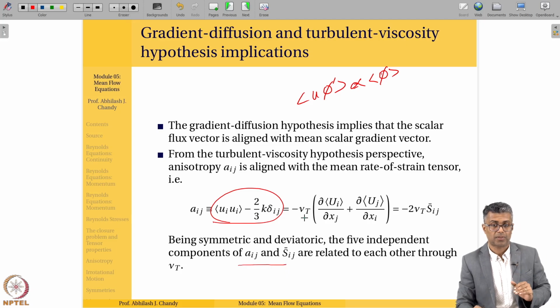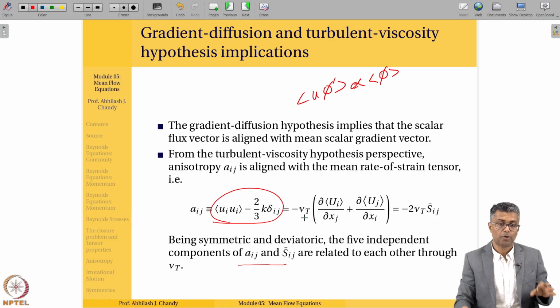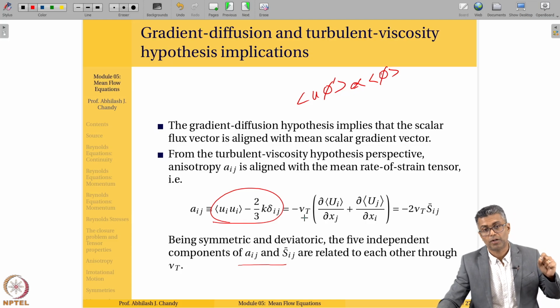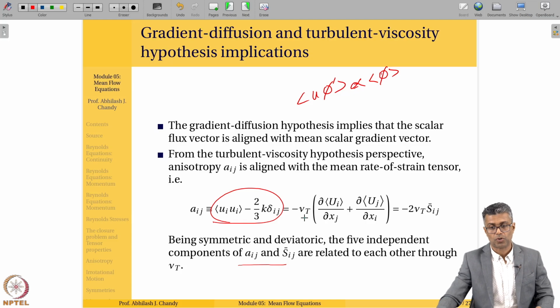This is what it means. The scalar flux vector is aligned with the mean scalar gradient vector. And the anisotropic tensor, because now you have multiple components, it becomes a tensor, is related to the mean strain rate, either through the turbulent diffusivity or through the turbulent viscosity.